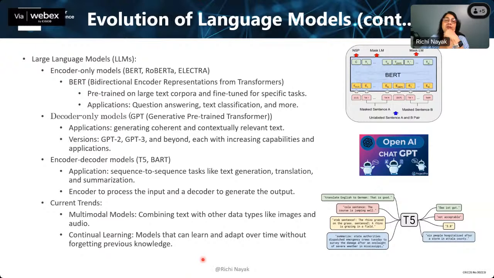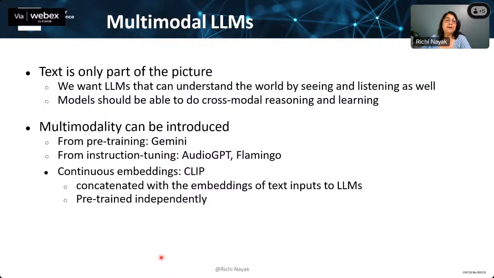The current trends that we have are multimodal models and continual learning, especially how we can deal with catastrophic forgetting, and how we can adapt them over the long term. Multimodal LLMs essentially handle not just text, but images, audio, and some tabular data. Examples are Gemini from pre-training, AudioGPT and Flamingo from instruction training, and CLIP, which uses continuous embedding, where text input is concatenated with the image and pre-trained independently.